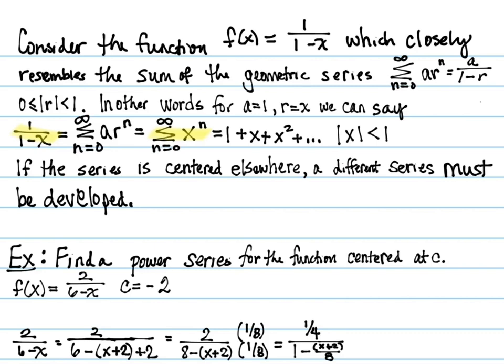Okay, so identify for me. What is the a value here, if you're comparing this to a over 1 minus r? What is a? 1/4. And r is what? It's x plus 2 over 8. Okay, everybody good so far?